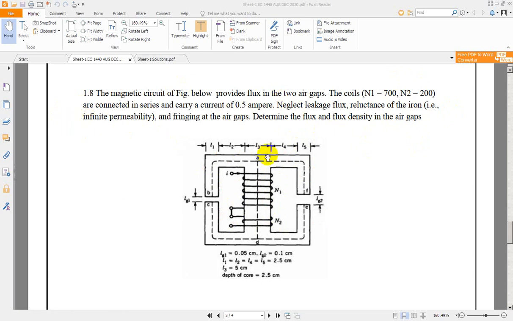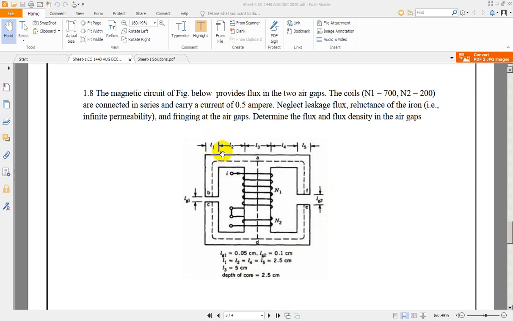Reluctance of the iron being infinite permeability means its reluctance will be equal to 0, and we are also neglecting the fringing air gaps. Determine the flux and flux densities in the air gap. We need to calculate the flux and flux density of the air gap. If we check the given information, length of air gap 1 is 0.05, length of air gap 2, Lg2, is equal to 0.1, and L1 is equal to L2 is equal to L4 is equal to L5 is equal to 2.5.